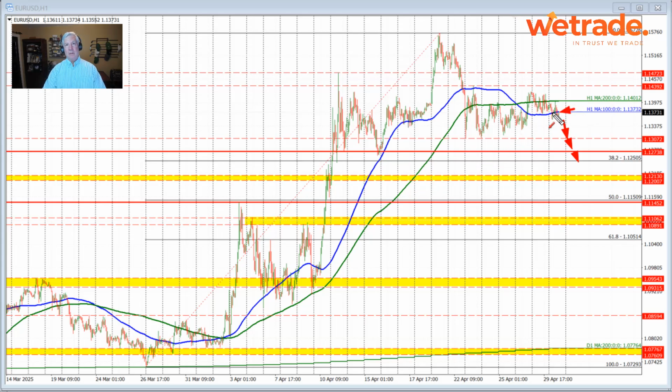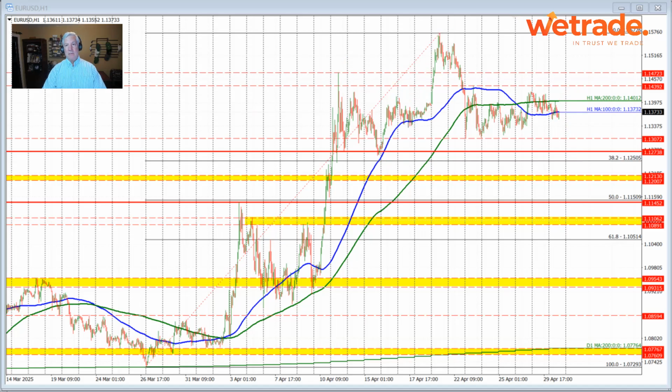If we fail with the 100-hour moving average, and look for a break of the 200-hour moving average, a potential break of the 200-hour moving average would increase the bullish bias for this pair. I have traders looking toward perhaps this high right here, maybe this high right here, and then start to look toward the extreme up here.